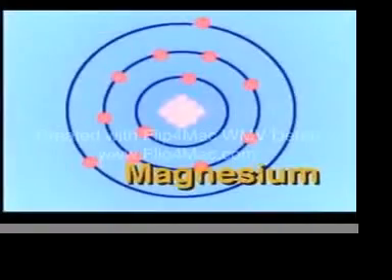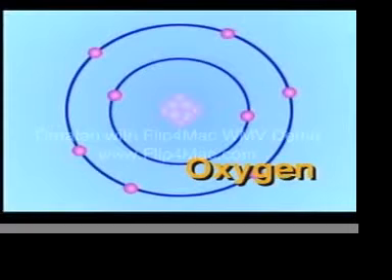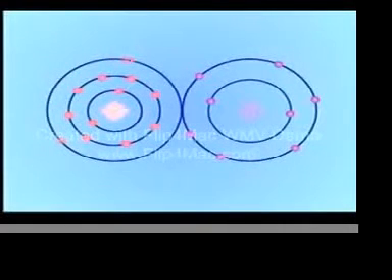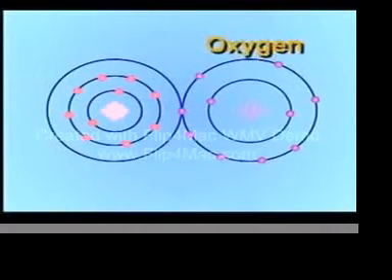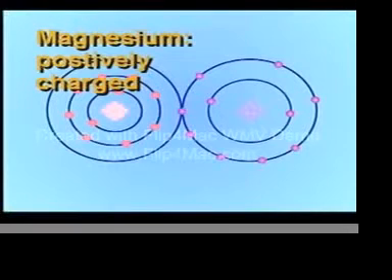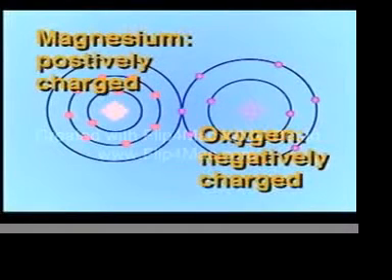Here you can see an atom of magnesium with 2 electrons in its outermost energy level, and an atom of oxygen that has 6 electrons in its outermost energy level. These atoms form an ionic bond when the magnesium donates its 2 electrons to the oxygen, so that the oxygen's outer energy level becomes filled with 8 electrons. When the magnesium donated the electrons, it became positively charged. When the oxygen gained the electrons, it became negatively charged.